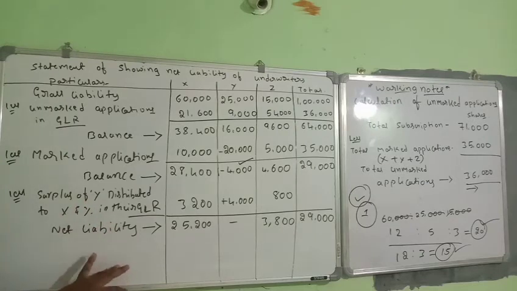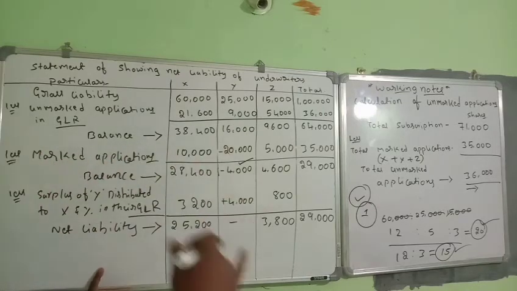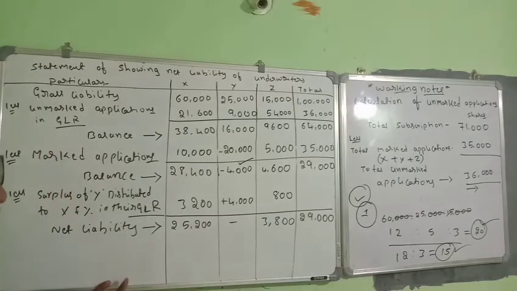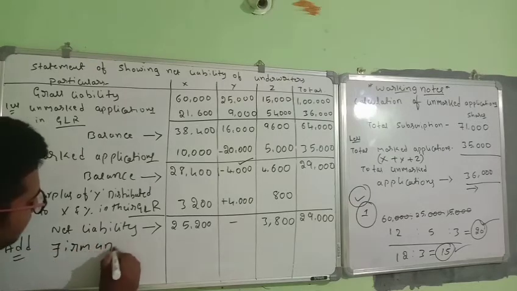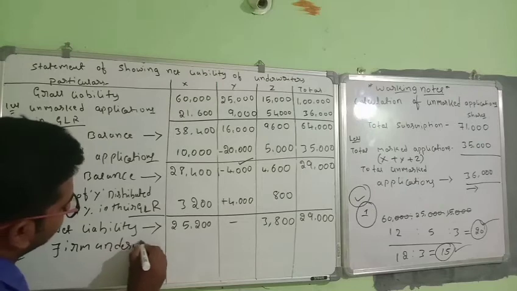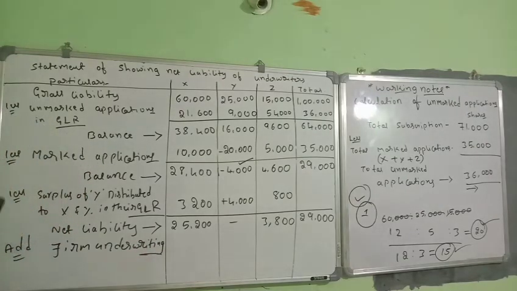So whenever the question has firm underwriting, whatever it might be, you can treat it as on par with unmarked applications or as on par with marked applications, no problem. You should add firm underwriting here. So firm underwriting given in the question, you will put it directly.